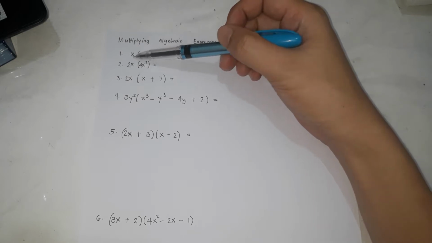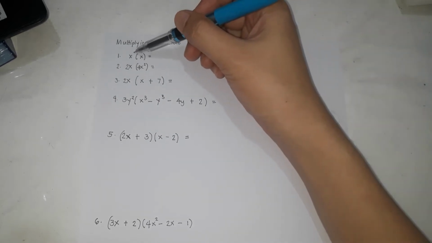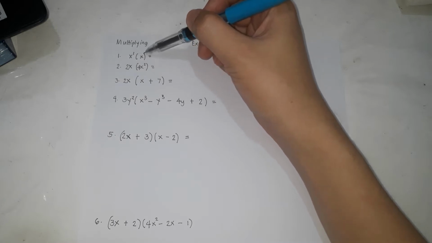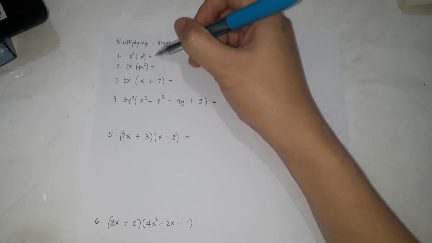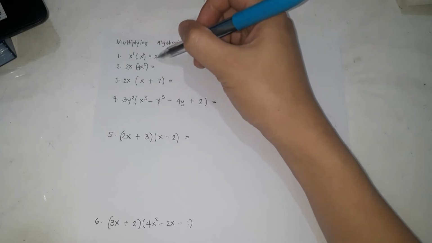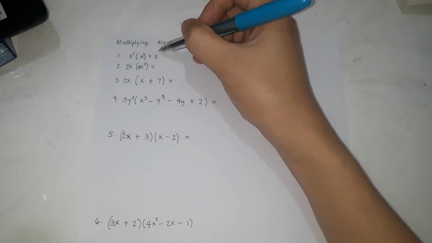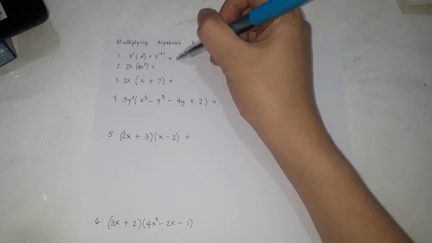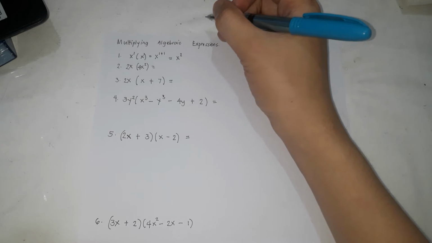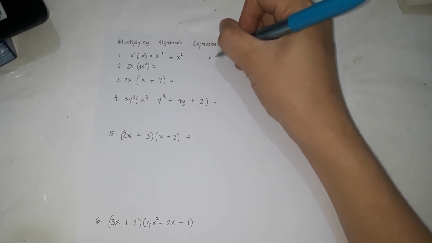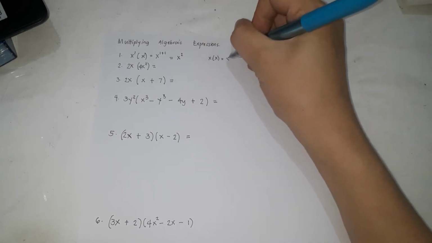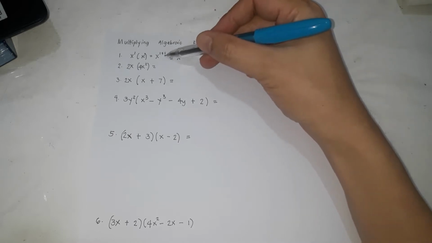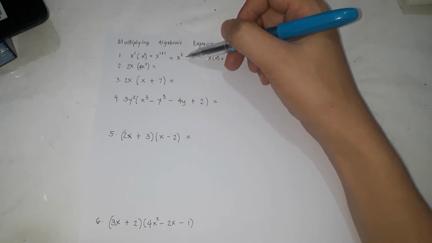So for example, x times x, the exponent of x is 1. If there is no exponent, it means there's 1. So just copy the base x and then add the exponents. So 1 plus 1, or answer directly x squared. If you know it already, x times x is equal to x squared. You may not write the 1 plus 1 anymore, just answer directly x squared.